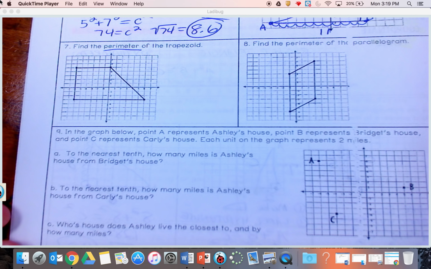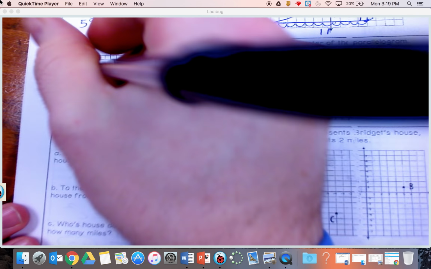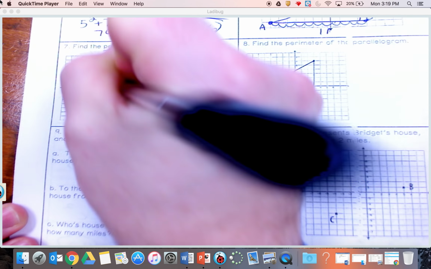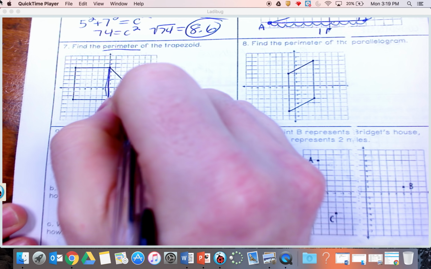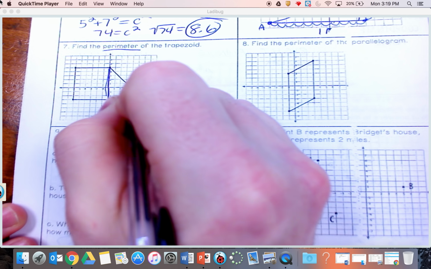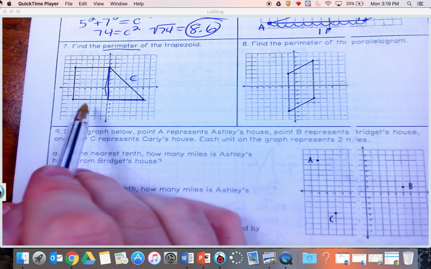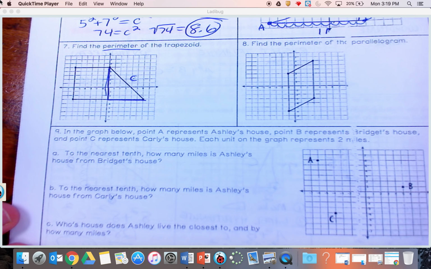This is a trapezoid. And when you notice here, the trapezoid, you have a triangle right here. And I'm going to use this triangle to help me find my hypotenuse using the Pythagorean theorem. And I should also be able to find these as well, just by counting. Okay? All right? So let's see what happens.